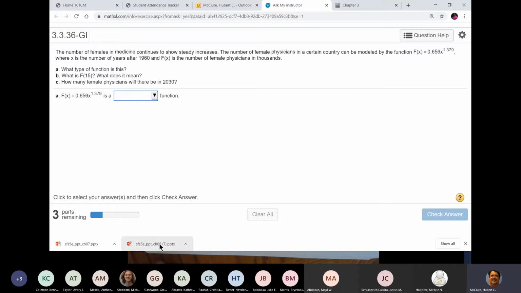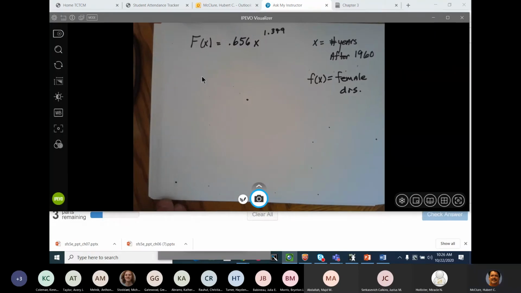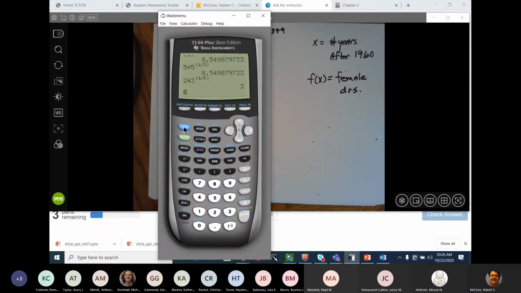So, look at it. What kind of function is it? Well, it's a power function. So that means we can graph it. Best thing to do is just graph it. Y is equal to 0.656 x raised to the 1.379.